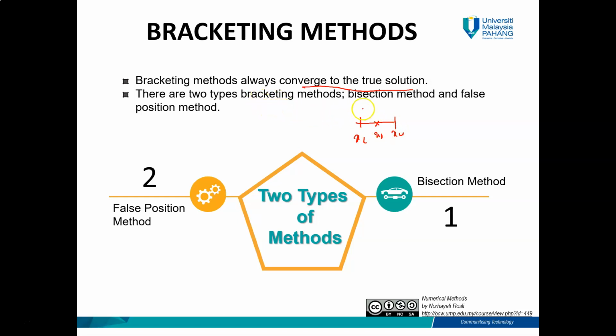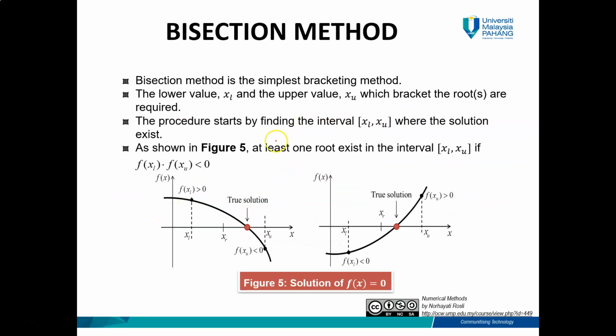There are two types of bracketing method. The first one we call the bisection method, and the second one is the false position method. So class, now we'll go to the first type of method, which is the bisection method, and later we'll go for the false position method. The bisection method is the simplest bracketing method. The lower value XL and upper value XU will bracket the root.